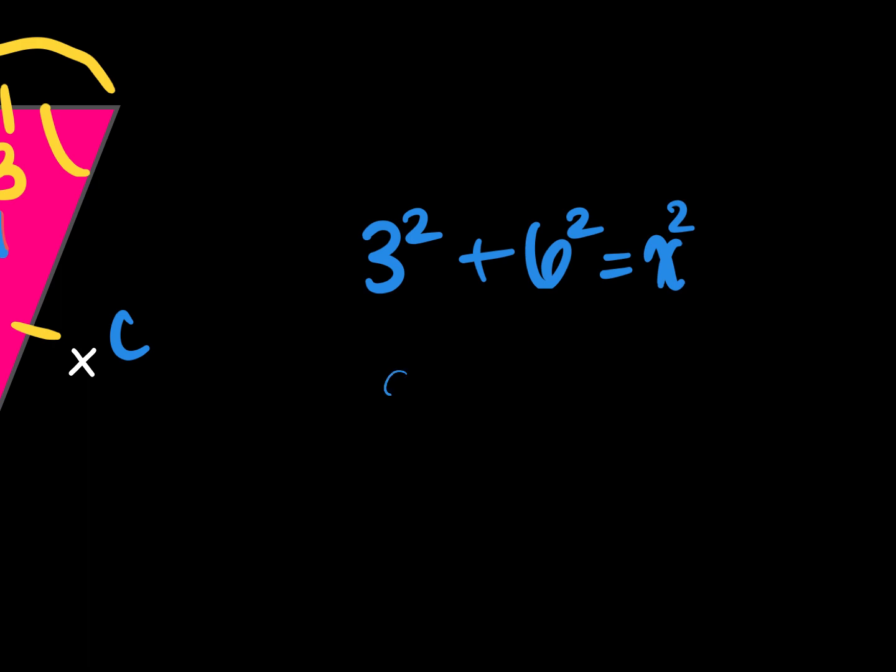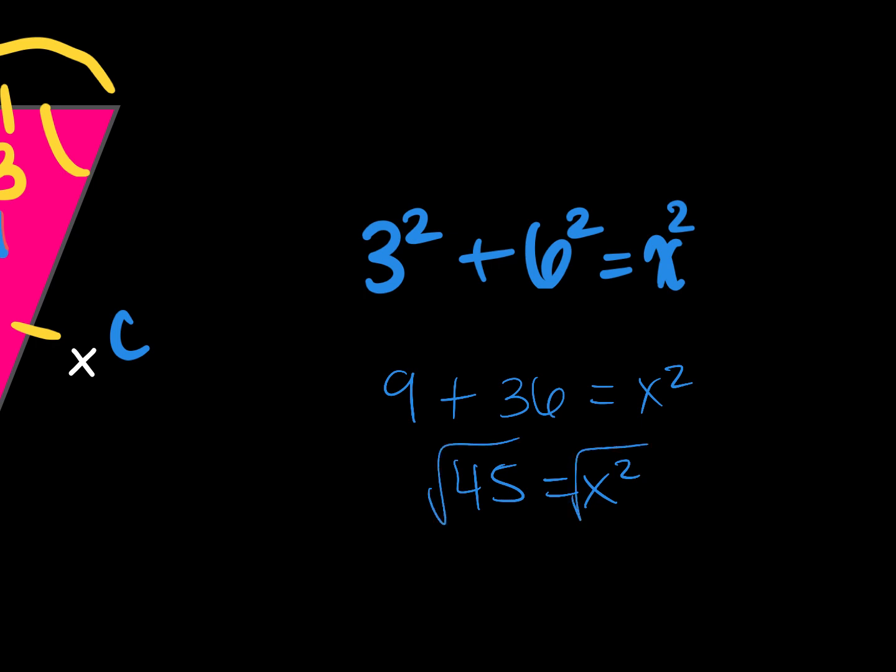3 squared is 9. 6 squared is what? 36. And x squared. Add them together, you get 45 equals x squared. What do I do next? Take the square root. Do you know the square root of 45? Me neither. What do we use? Calculator. Take the square root of 45. Guys, make sure you're being proficient. Do it right now on your calculator. You should get 6.7.